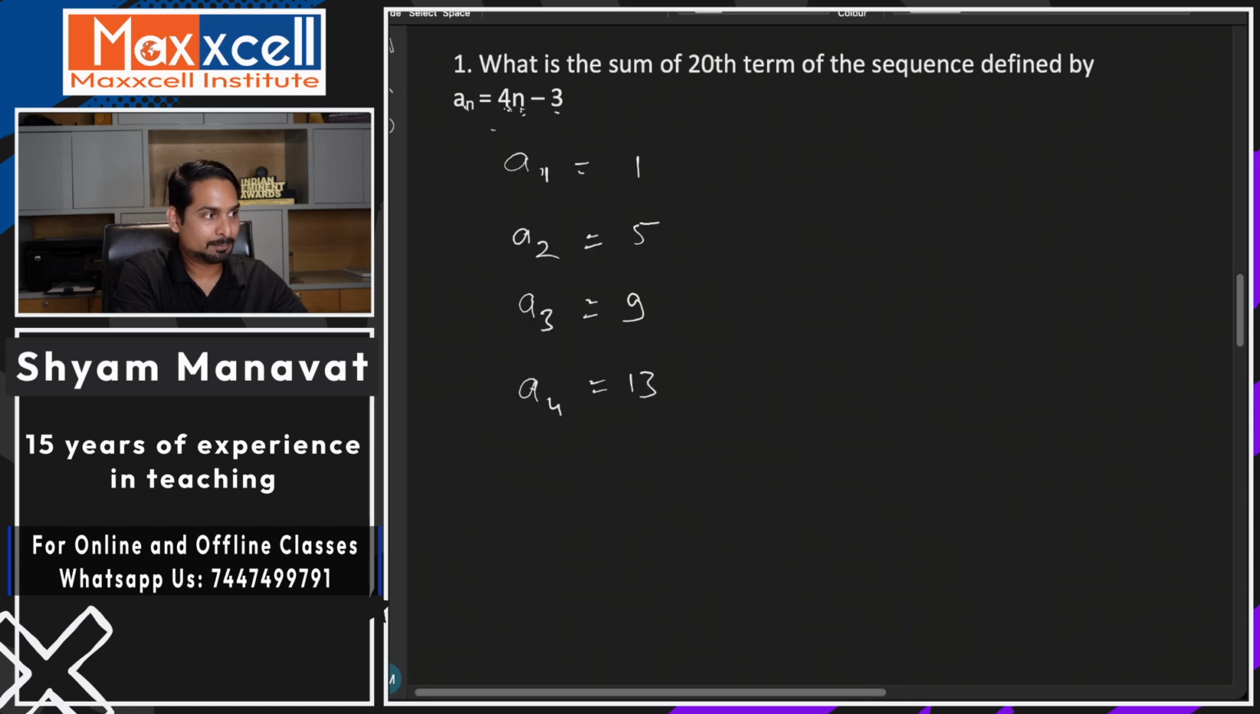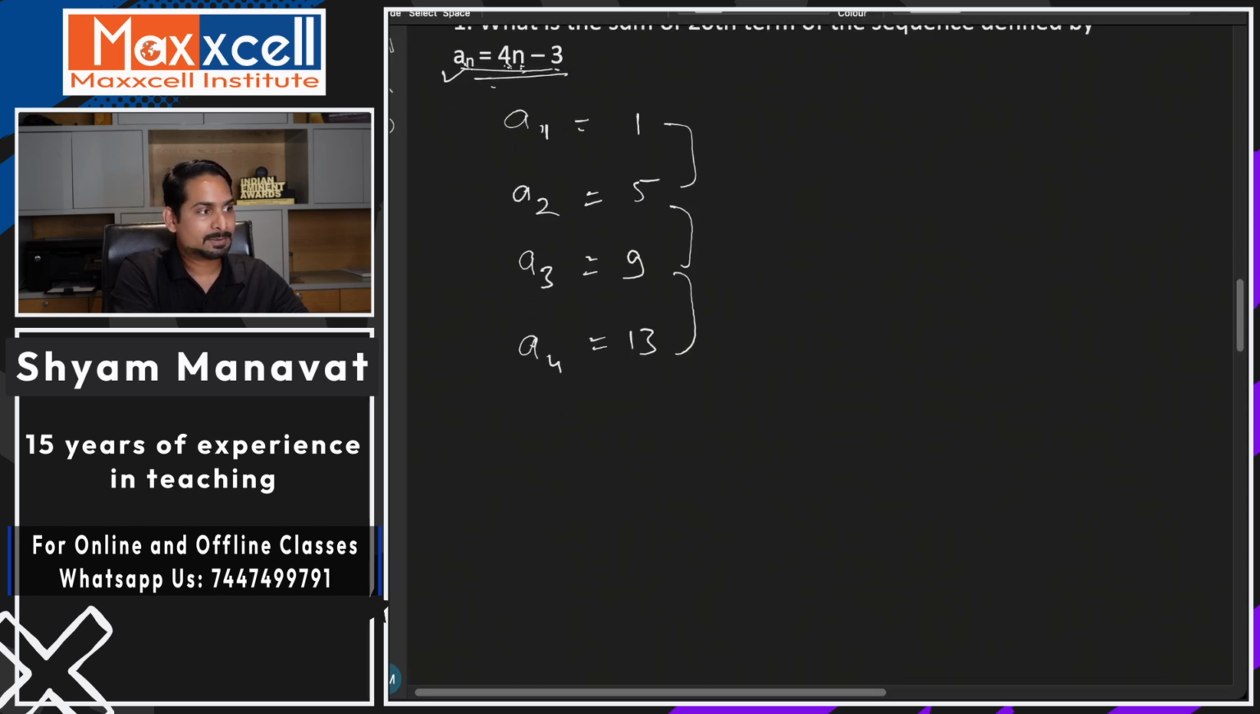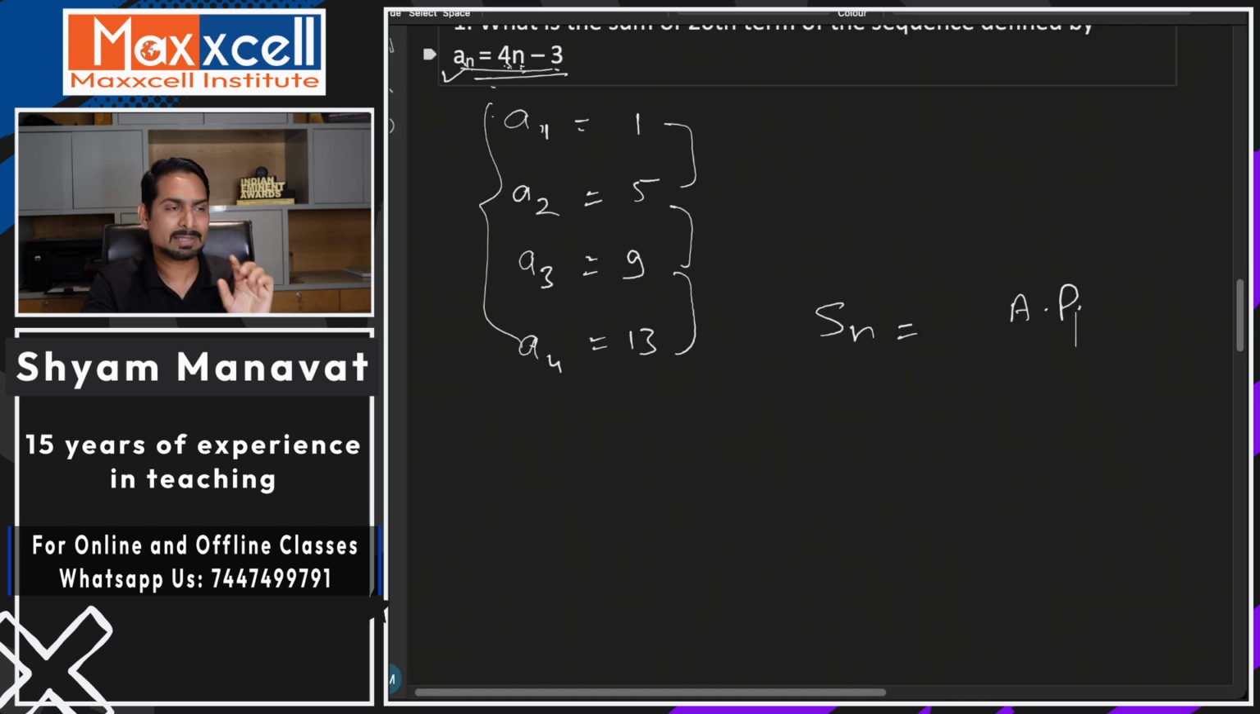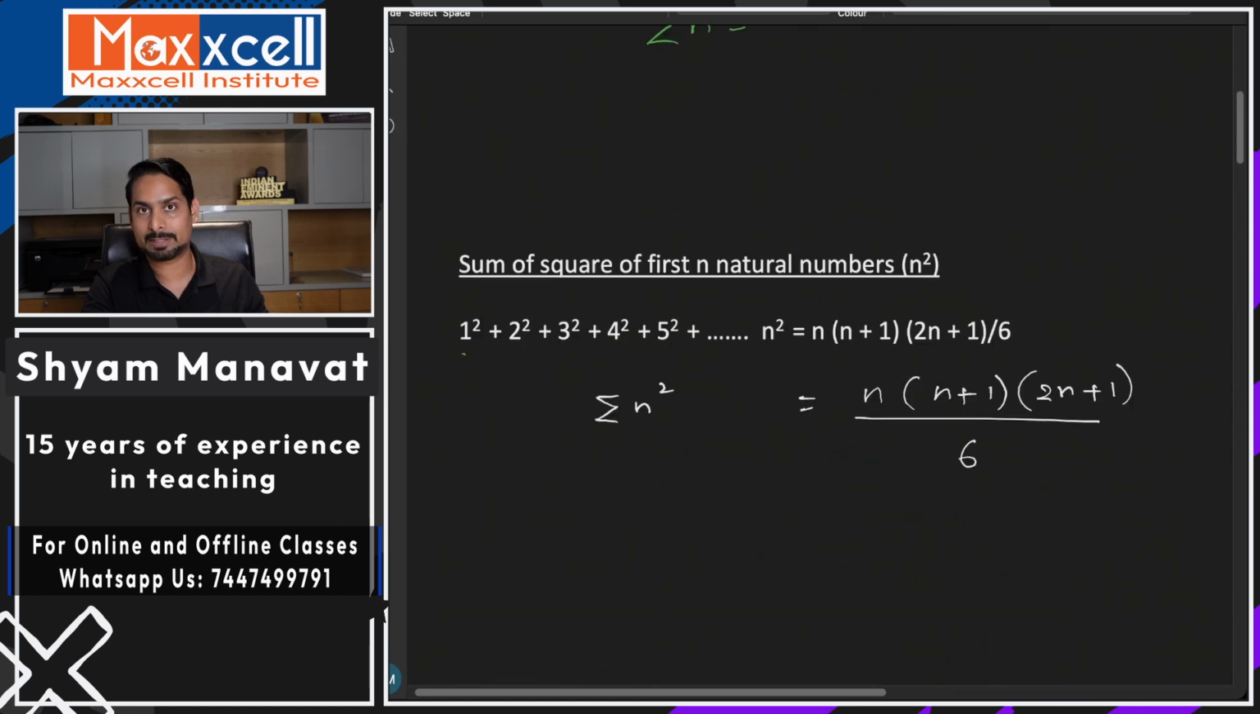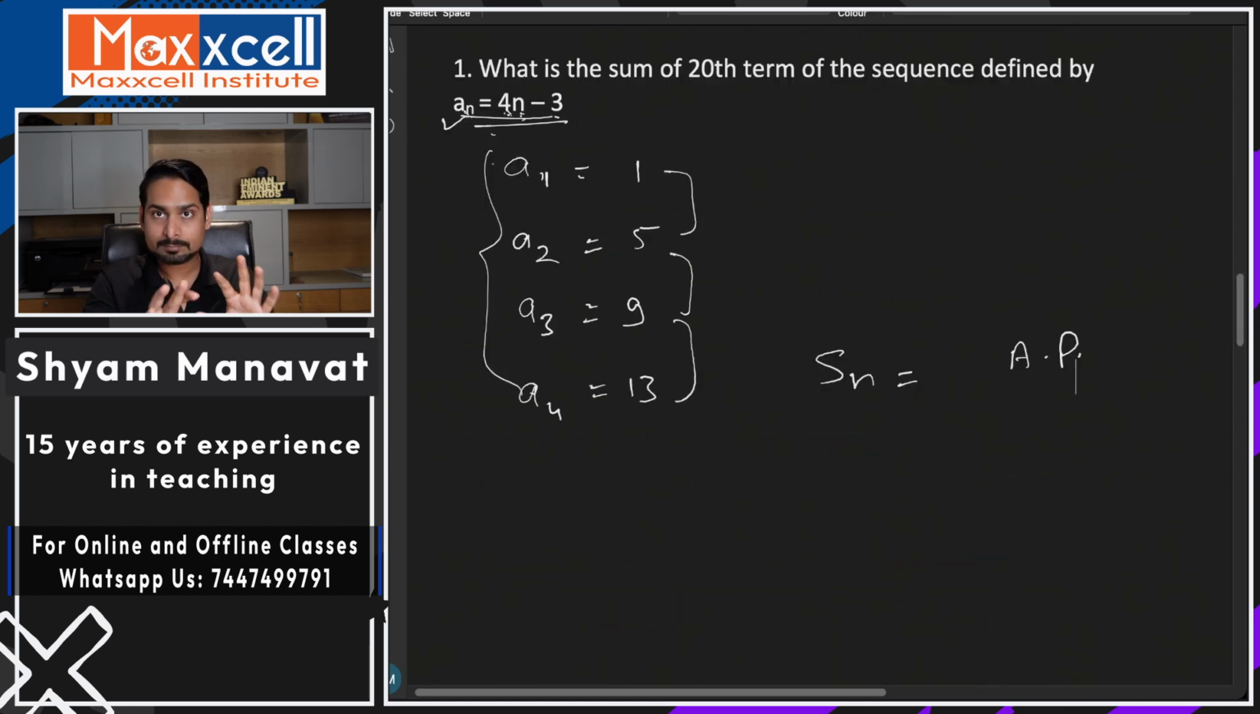This is a simple AP. This is the nth term. So you can apply the sum of n terms formula for AP in this case and solve this question. But I wanted to give this easy example and I wanted you to understand how we apply this summation formula here. This is a simple arithmetic progression, for which you can find the sum of the first 20 terms by using the sum of n terms for AP. But I want you to apply the summation formula to get the answer.